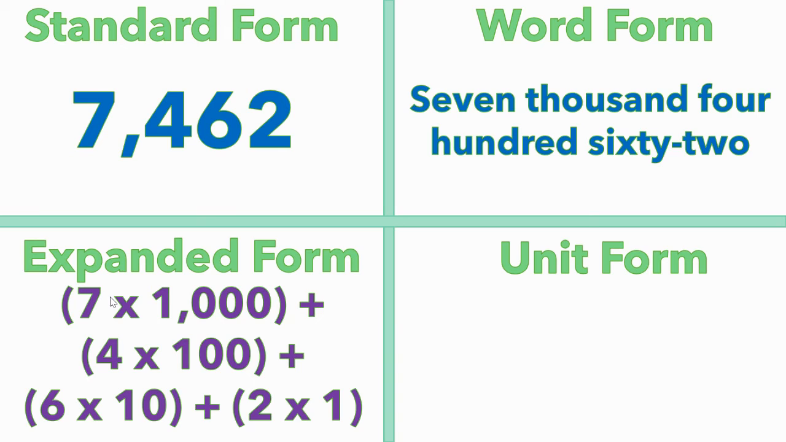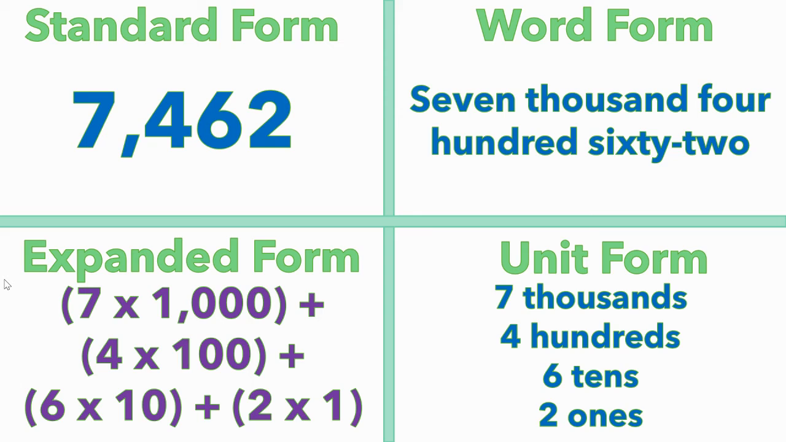Now we're going to go ahead and represent this number in unit form. Unit form is where we say the digit and then the place value it's in. We can represent this number in unit form in multiple ways. One way would be to stretch it out as far as it goes and recognize each place value. So the 7 is in the thousands place, so we have 7,000. The 4 is in the hundreds place, so 4 hundreds. The 6 is in the tens place, so 6 tens. And the 2 is in the ones place, so 2 ones.